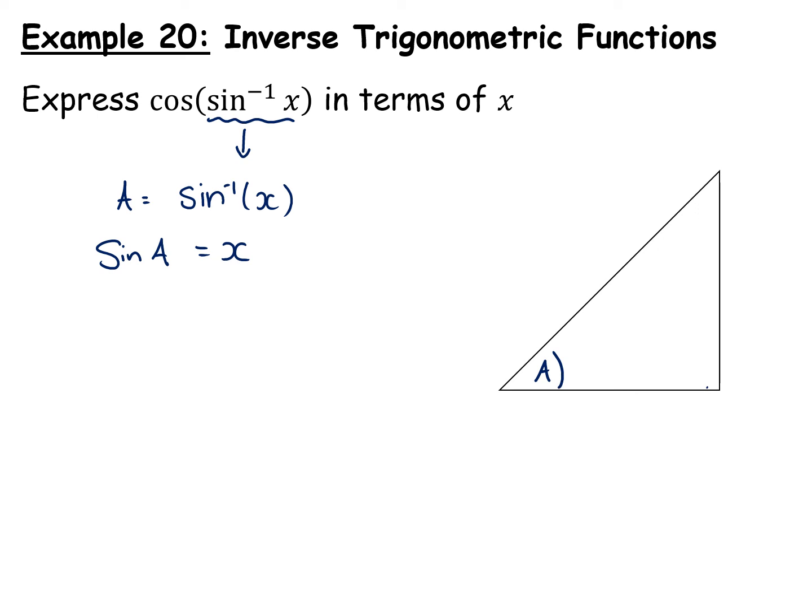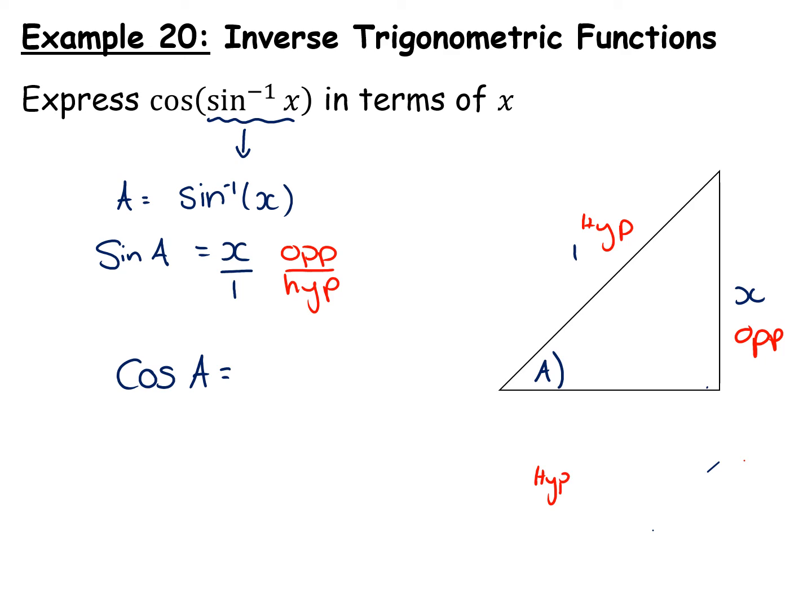Let's put A in a little right angle triangle here, and let's remember that sine is opposite over hypotenuse. Any whole number can be written over 1, so that tells us that the opposite is x and the hypotenuse is 1. So they basically have asked us to find the cos of sine inverse of x, which is basically cos of A. So the first thing I need to do is I need to work out my adjacent side. So there's my opposite, here's my hypotenuse, and I'm going to work out my adjacent.